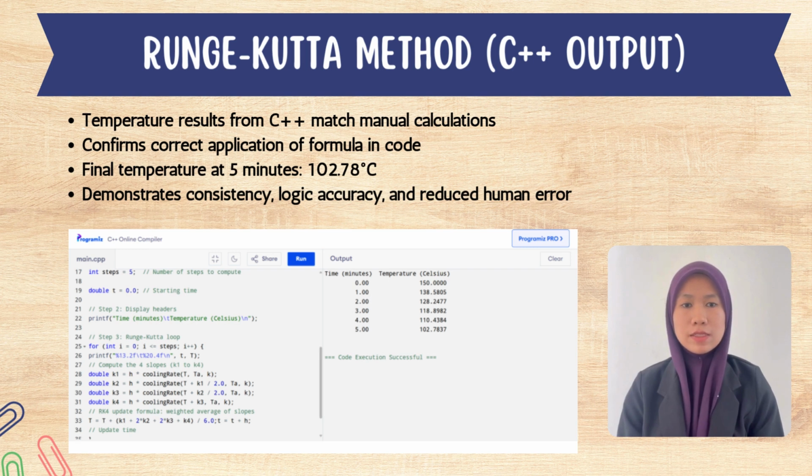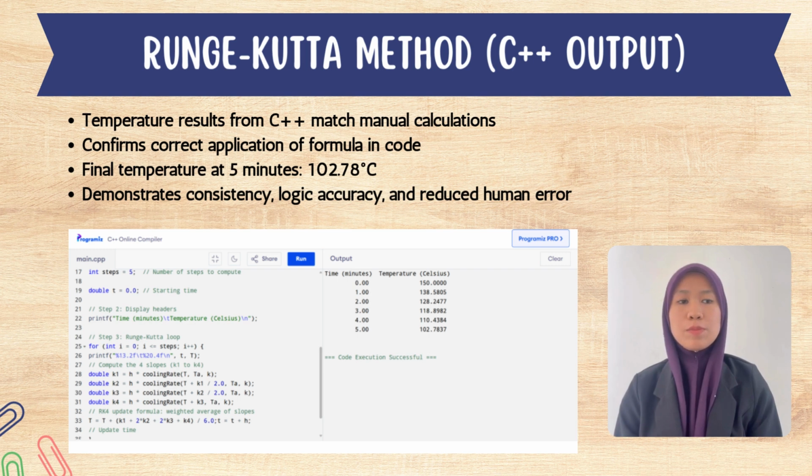102.78 degrees Celsius. So this consistency between manual and programmatic solutions proves the strength of numerical methods when supported by computational tools. It also shows that programming helps eliminate manual errors, especially in long or repetitive calculations.